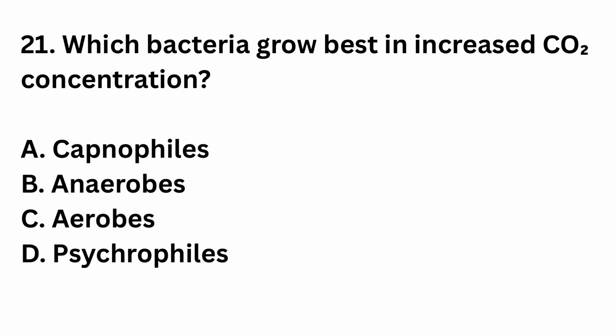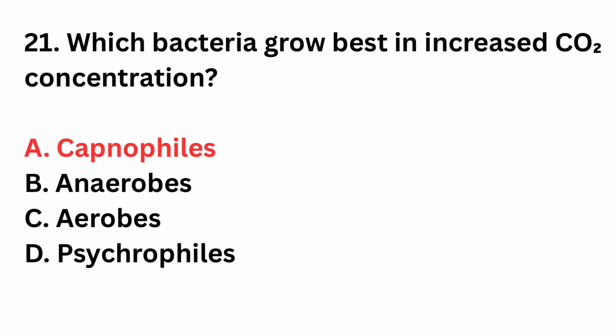Question number 21. Which bacteria grow best in increased carbon dioxide concentration? Capnophiles, anaerobes, aerobes, psychrophiles. The right answer is option A, capnophiles. Capnophiles require increased carbon dioxide for growth.